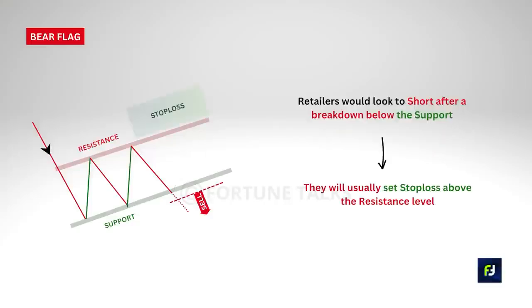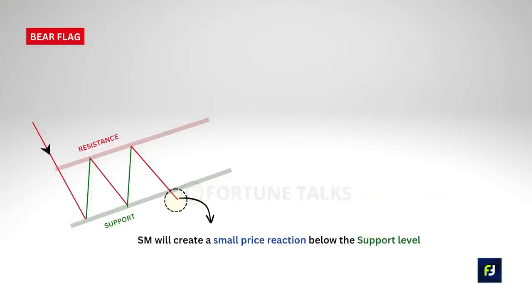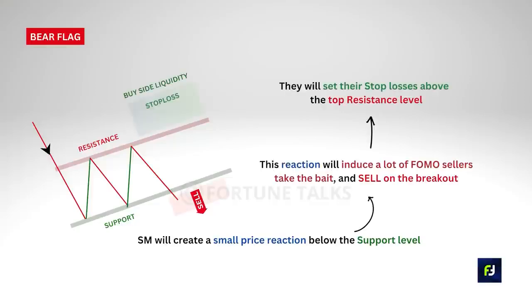So most of the retailers would look for a breakdown of prices below the bottom support line so as to take a short trade position while setting the stop losses above the top resistance line. So the smart money will create a sudden price reaction below the support line, which will induce a lot of retailers to enter into short trades. This activity causes a lot of buy stop orders to accumulate above the resistance line. This is actually buy side liquidity.